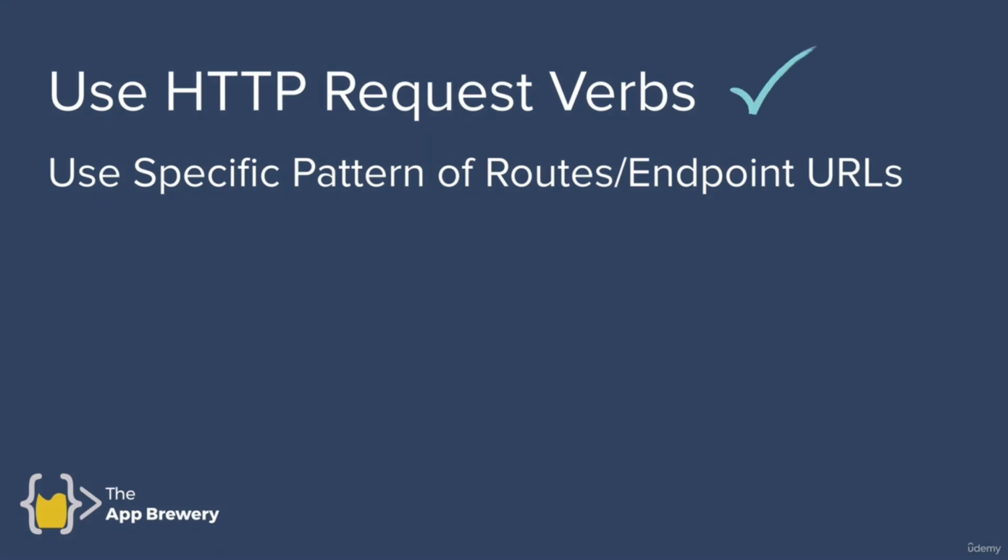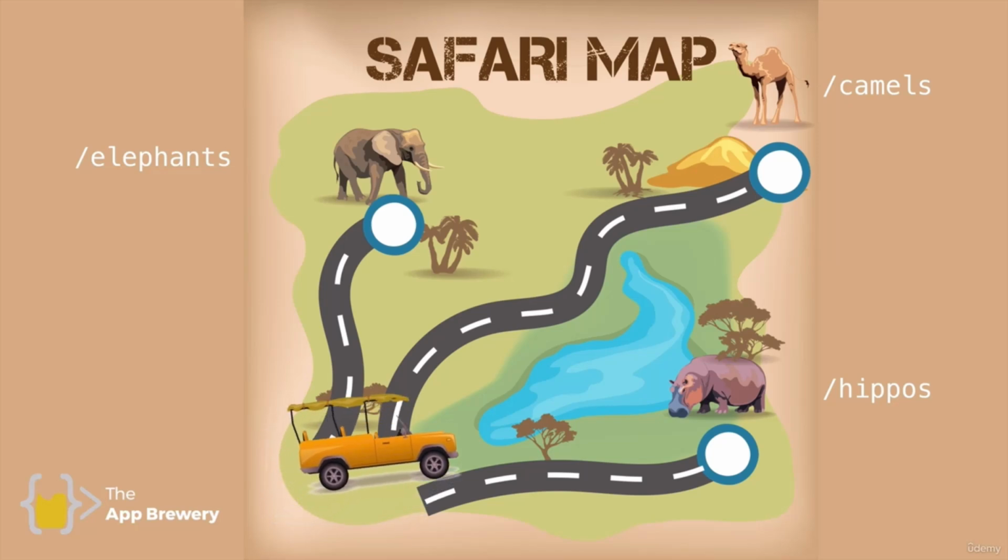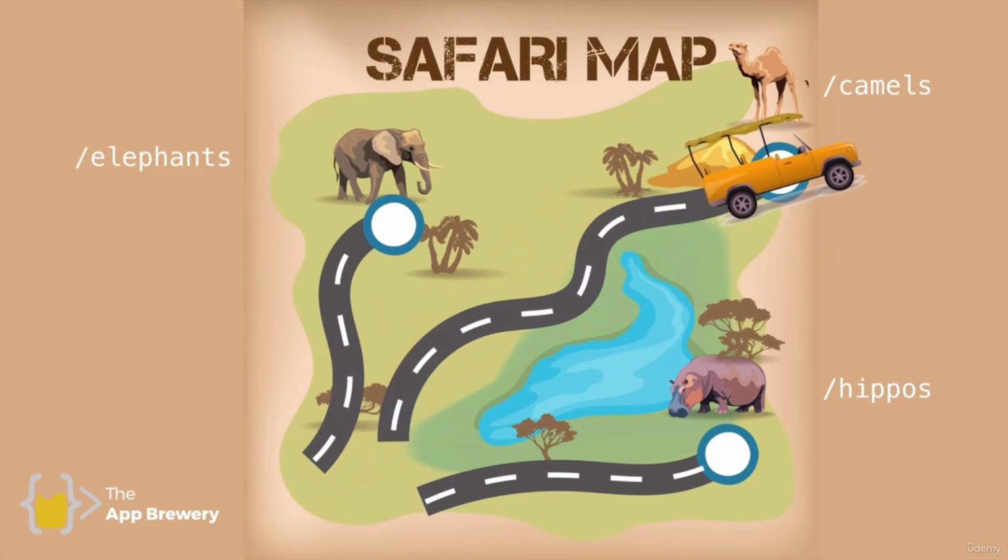So now that we've looked at the HTTP request verbs and we can see how they're used, the next thing to talk about is the specific pattern of routes and endpoints that you have to use in order to make your API RESTful. So just as when you go on a safari, there are different routes that you would use to reach, say, the elephant area or the camels or the hippos, in our server, we can specify specific routes or URLs in order to access certain resources. So you might have www.google.com/elephants, then that would bring up all of the elephants, and /camels would be for the camels and hippos.